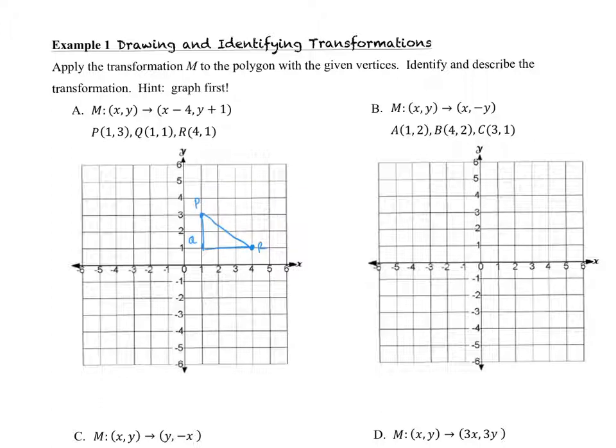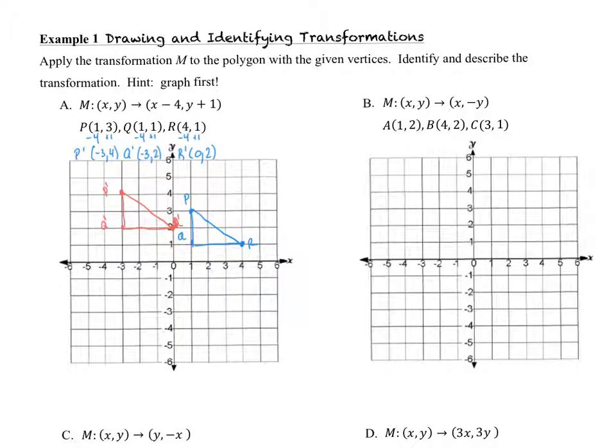Here's my original image. Now I'm going to subtract 4 from every x value, and I'm going to be adding 1 to every y value, so I can find my new coordinates and graph those. I've listed them before plotting them. Notice this image went to the left 4, that's what the -4 on the x means, and up 1 on the y. Positive, so it's going up. There's my description: translated left 4, up 1.